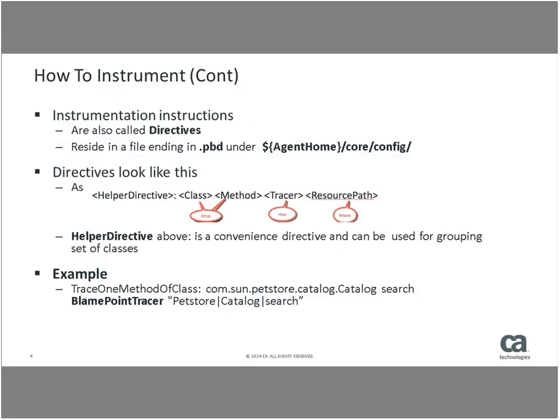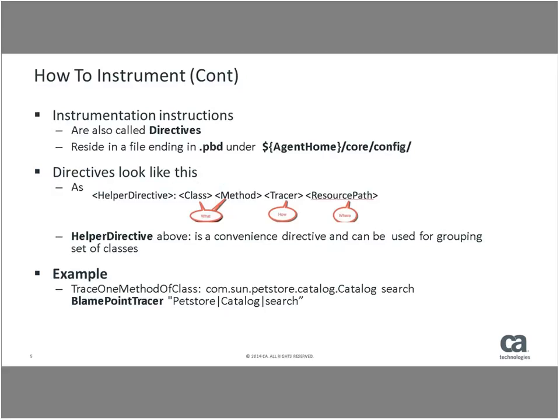So let's see. Now these instructions are also called directives. We provide this instruction in a particular file that ends in .pbd. Usually these PBD files, the directive files, exist under the agent home core config. You'll find a bunch of .pbds, and basically those PBDs are based on our experience. We have PBDs for Tomcat, JBoss, and different kinds of applications. That's why we are able to instrument them out of the box.